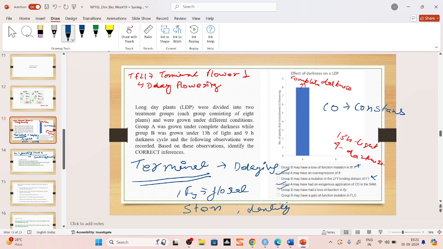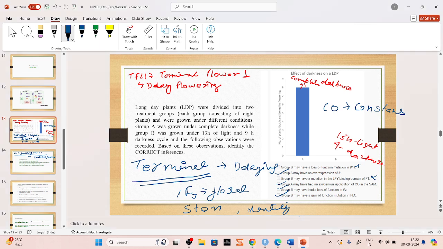Now, if this is there, that means there won't be any flowering. And since group B has no plants that have transitioned into the flowering status, this means there might be a possibility that group B may have had a gain of function mutation in the FLC gene. So when there is a gain of function mutation in the FLC gene, there are even more rigorous chances that in group B, no flowering would take place. So this is again the correct option. Okay.